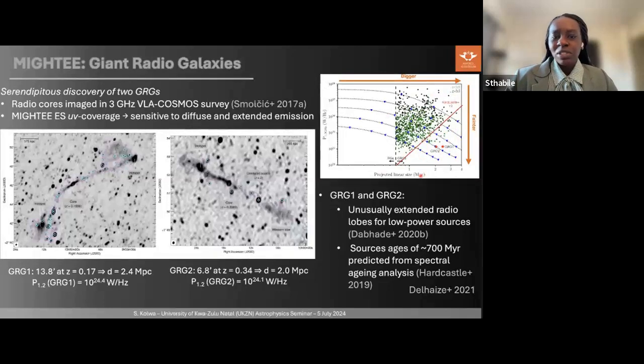So based on this, the prediction is that with further studies, there's a possibility that more and more low power and massive giant radio galaxies will be found. And based on some spectral age modeling, the source ages were estimated to be roughly 700 megayears. So that's a rather short time scale, less than a gigayear, that such an extensive radio morphology would form.